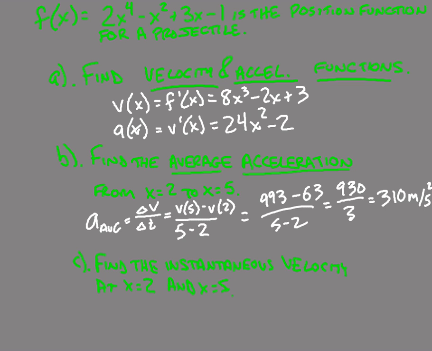Now last part, find the instantaneous velocity at each of these points, at 5 and 2. So that means I should look for v of 5 and v of 2. Well, guess what? We already found those when we did it up here, finding the average acceleration. So when I plugged in 5, I had 993, and when I plugged in 2, I had 63. And this is velocity, so that's why we're in meters per second.